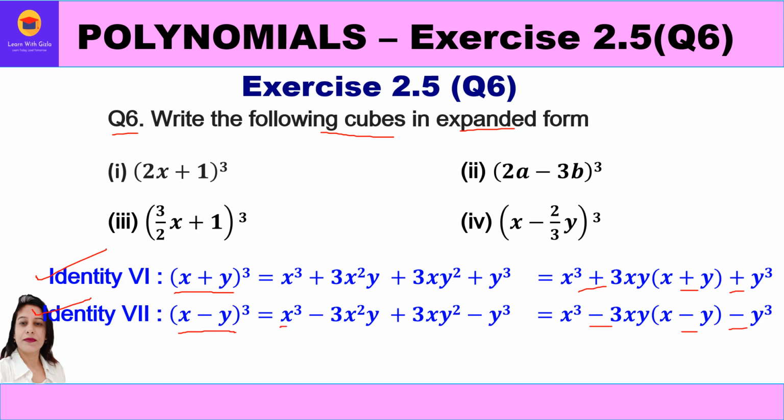Otherwise, it is plus, minus, plus, minus. But when you take out 3xy common, you are left with x minus y. So these two identities we are going to use to solve these 4 parts. Right. Identity 6 and identity 7. Now let us take the first part.